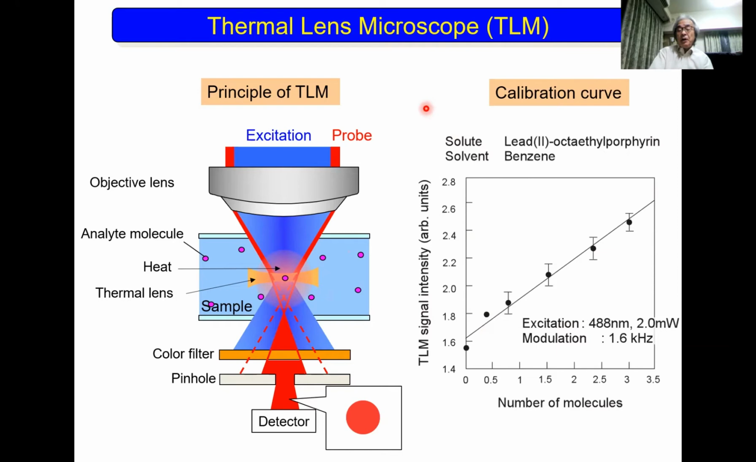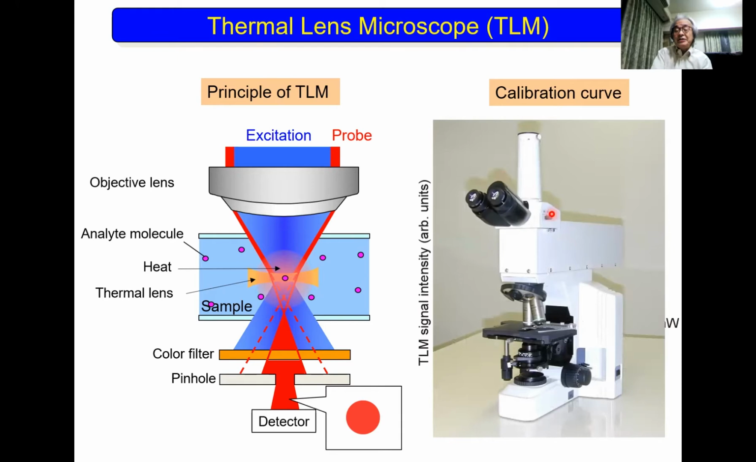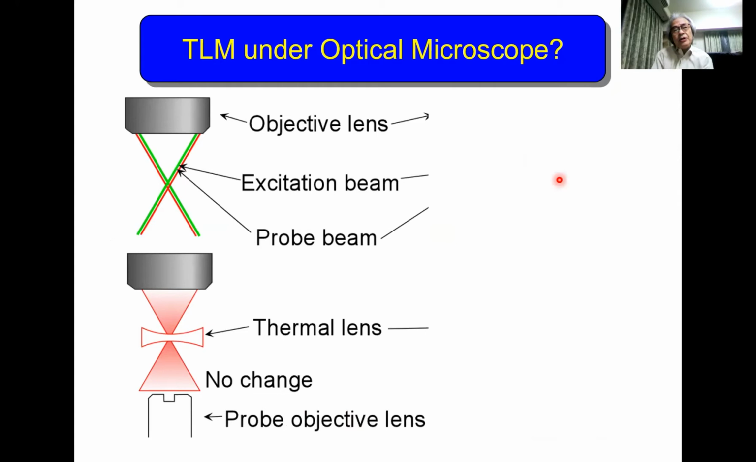And this one is a commercialized TLM. However, at that time, in the 1980s, it was common sense that the TLM could not be introduced into an optical microscope, because the optical microscope compensates the optical aberration, and the focal positions of the two color beams should be the same. Because of that, this is a microscope, so that any colors or wavelengths focus on the same point.